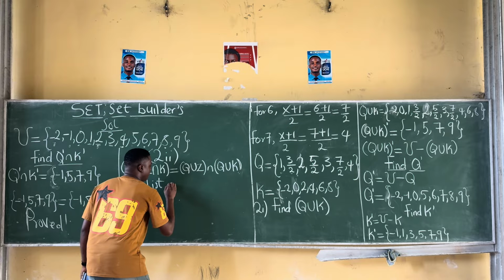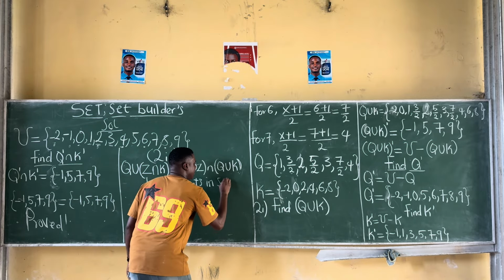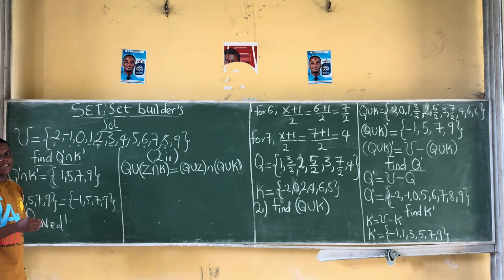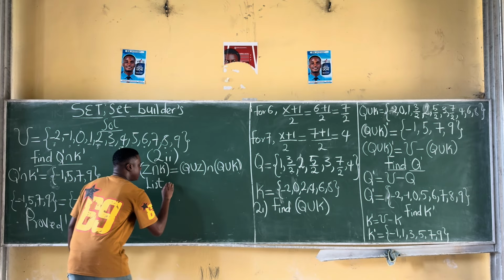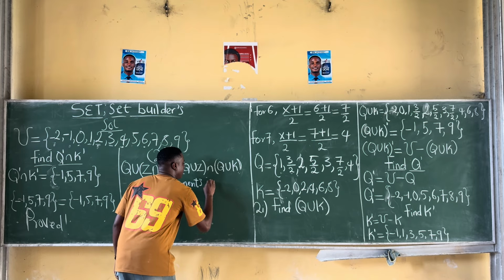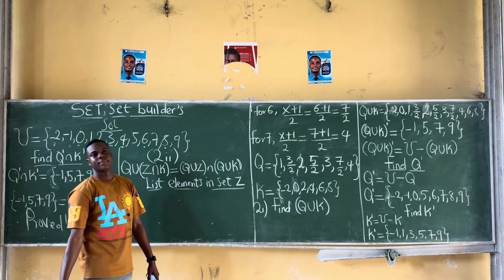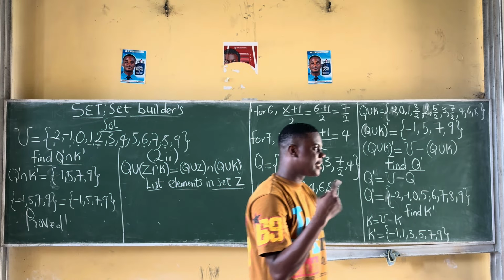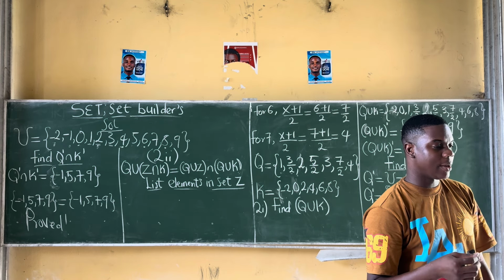So we have to list the elements in set Z. What is Z? What do you understand by it? Integers, right?